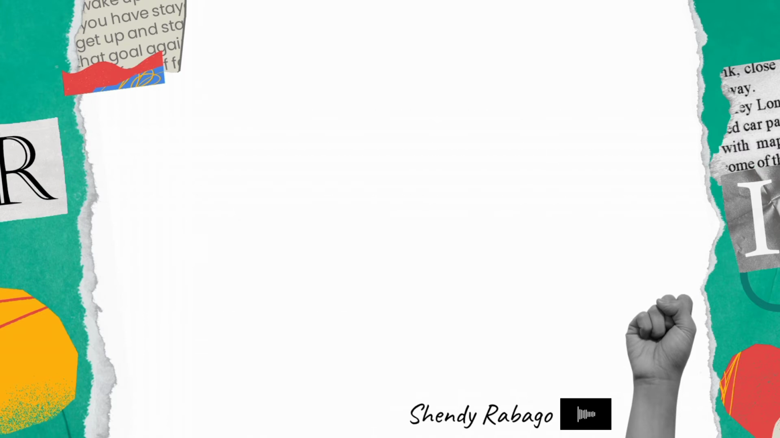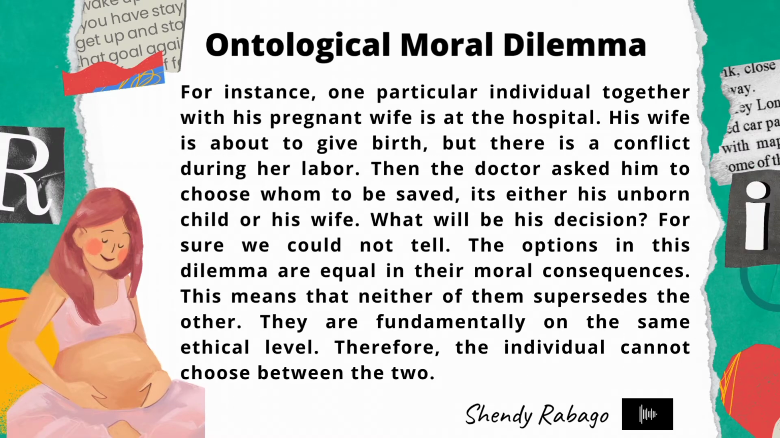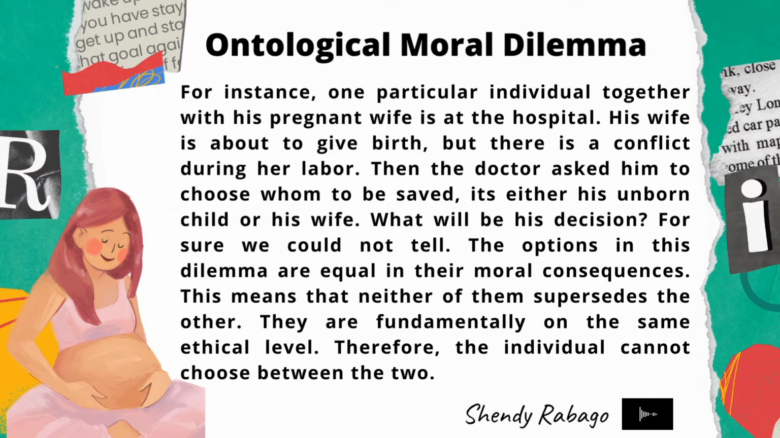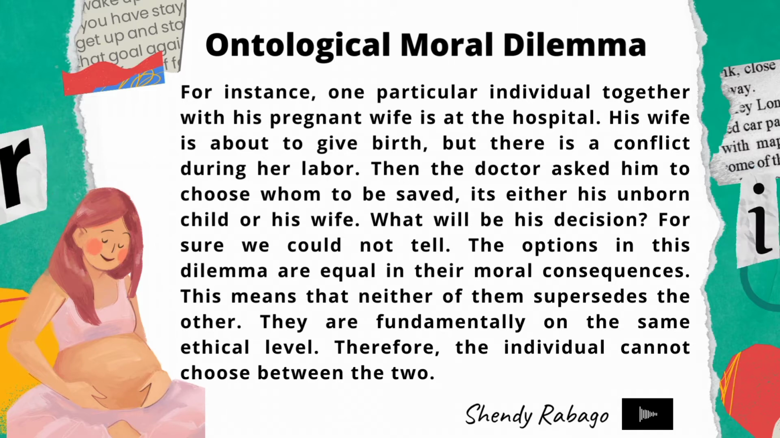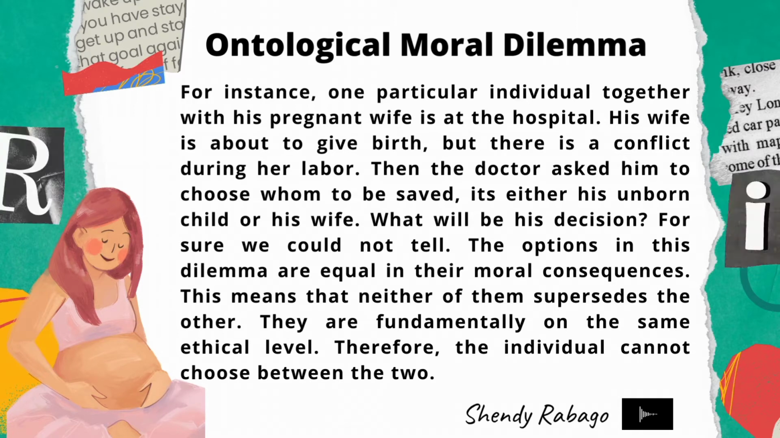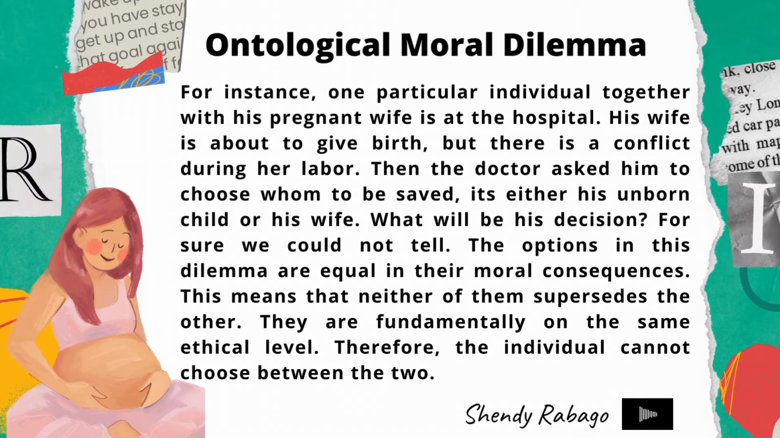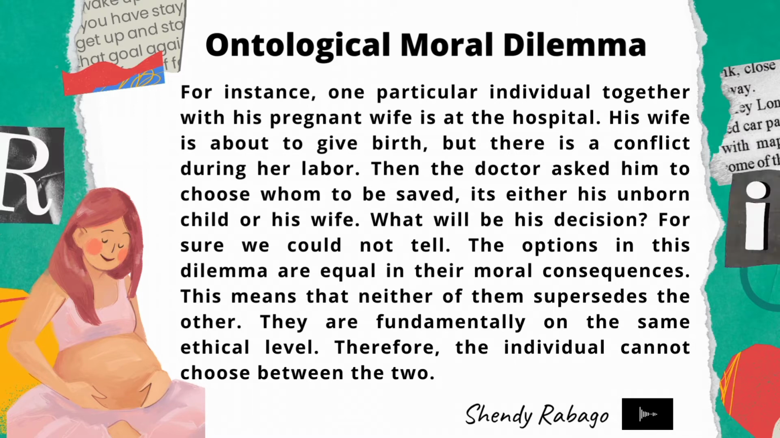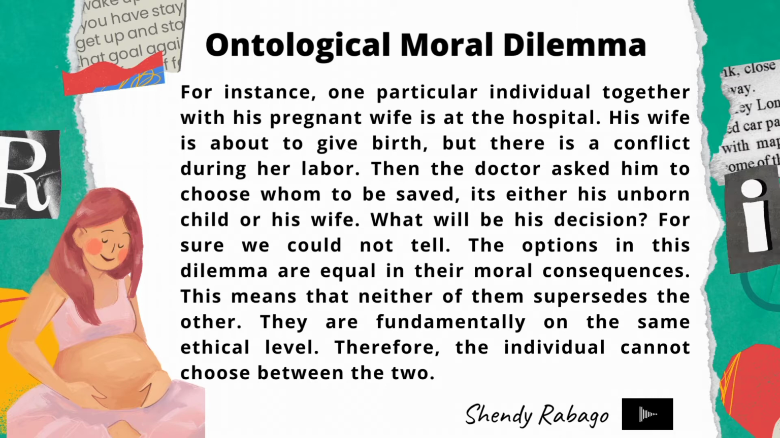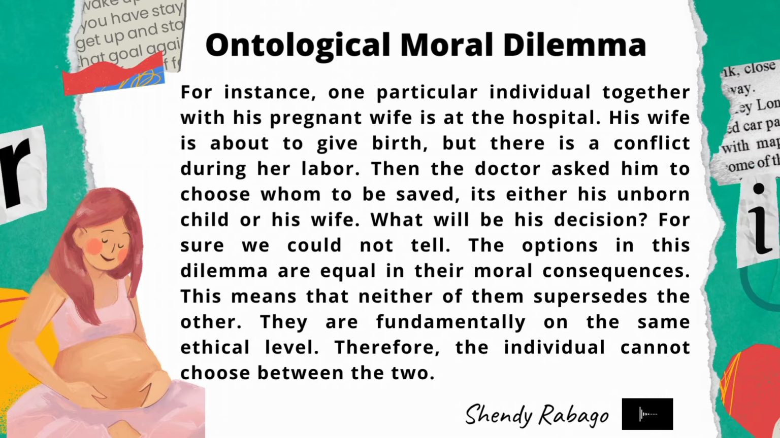For instance, one particular individual together with his pregnant wife is at the hospital. His wife is about to give birth, but a complication came during her labor. Then the doctor asked him to choose whom to save. It's either his unborn child or his wife. What will be his decision? For sure, we could not tell.